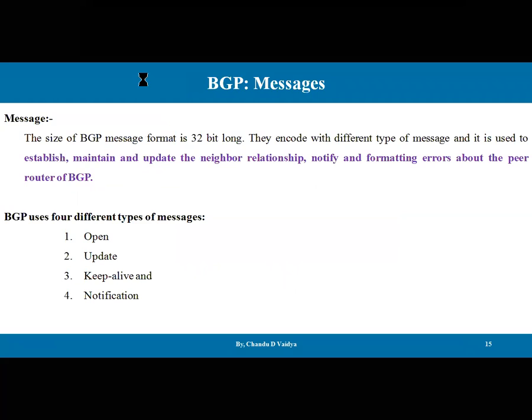Then the next term is the BGP message. What do you mean by message? The size of the BGP message format is 32-bit long. They are encoded with different types of messages, and are used for establishing the connection, maintaining and updating the neighbor relationship, and notifying and reporting errors about the peer neighbors.